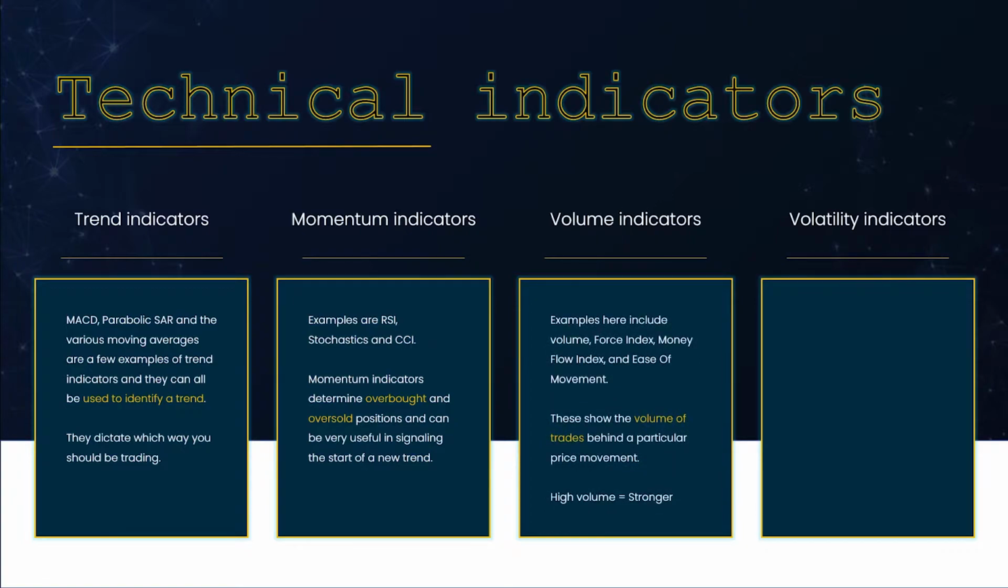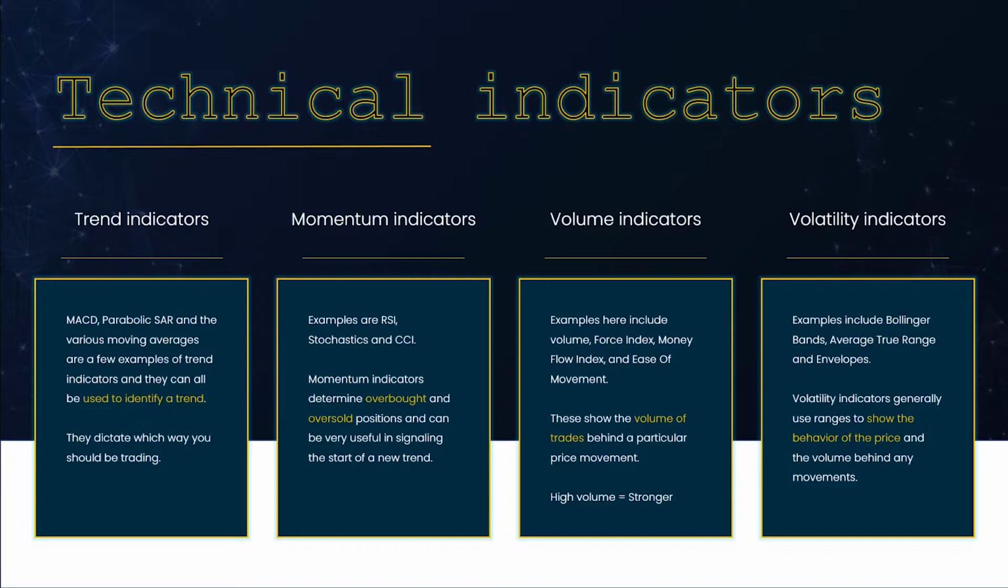Volume indicators, as the name suggests, these types of indicators show the volume of trades behind a particular price movement, which can be extremely beneficial, because a price movement backed up by high volume is a much stronger signal than a price movement based on low volume. Examples here are volume, force index, money flow index, and ease of movement.